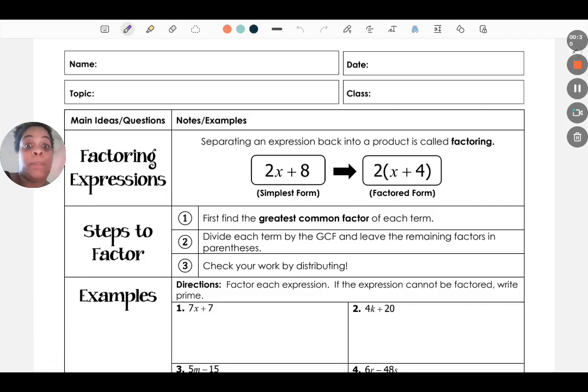We learned the distributive property, how the number that's next to something in parentheses needs to be distributed to both variables within the parentheses. And so what we're doing today is learning how to do the opposite of that: finding the greatest common factor and pulling it out so that we can show how it was distributed before. It's kind of like reverse distributive property. It's called factoring expressions.